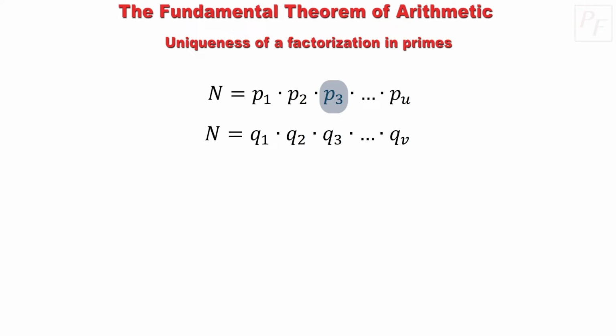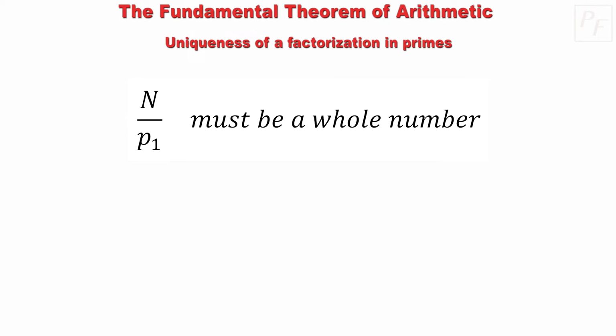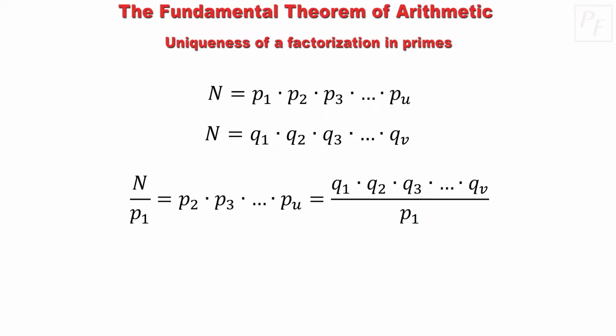Let us prove it. Imagine that any number n greater than 1 can be decomposed as a product of prime factors in two different ways, where the p's are a set of prime factors and the q's are another set of different prime factors. If we look at p sub 1, obviously p sub 1 must divide evenly n, so we can write that the last fraction must be an integer, so p sub 1 must divide one of the prime factors q sub 1, q sub 2, q sub 3, etc.